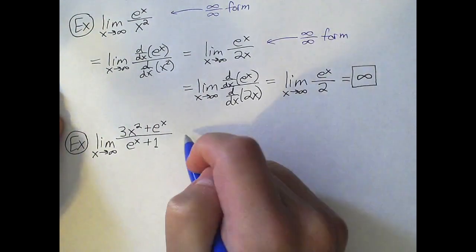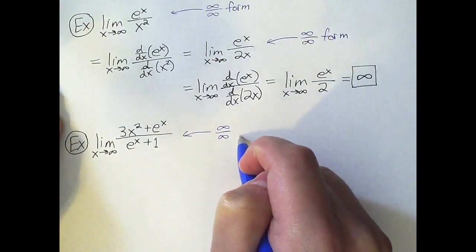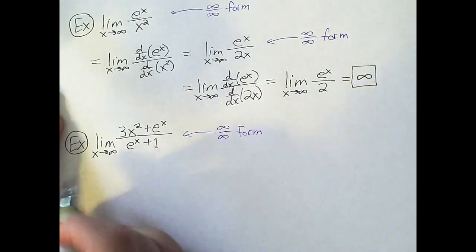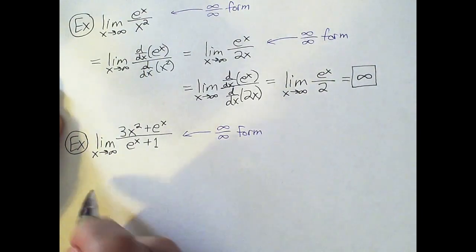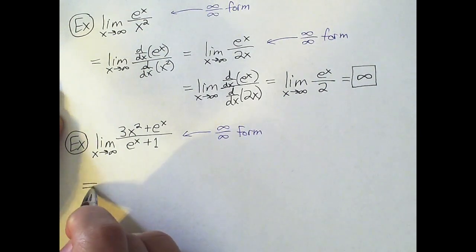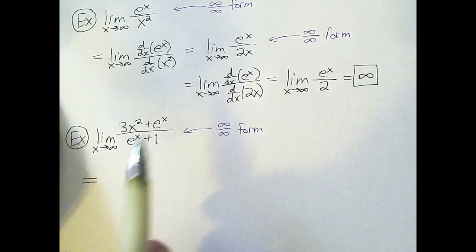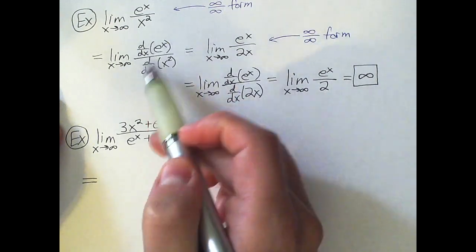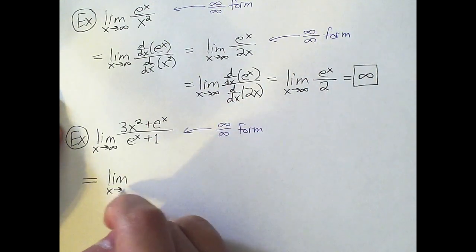Okay, so, yep, this is another infinity over infinity case. Indeterminate form. So we want to take the derivative of the top, derivative of the bottom. I'll show you a little trick. Sometimes when we do L'Hopital's rule, and this is up to you if you want to write it this way or not, instead of writing the ddx's, let's just do the derivatives.